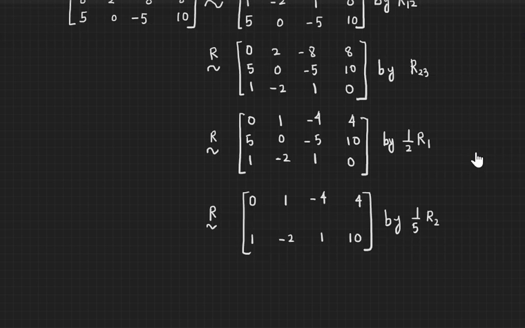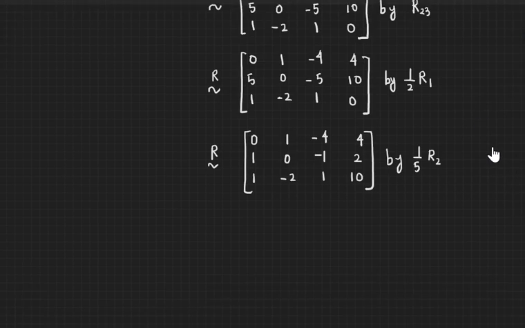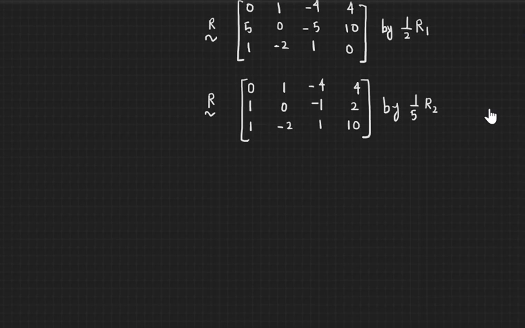So that would be 5 multiplied by 1/5, that becomes 1, 0 multiplied by 1/5 becomes 0, minus 5 multiplied by 1/5 becomes minus 1, and 10 multiplied by 1/5 becomes 2. So this is how we work out the second elementary row operation. Okay, now let's work out the third elementary row operation.